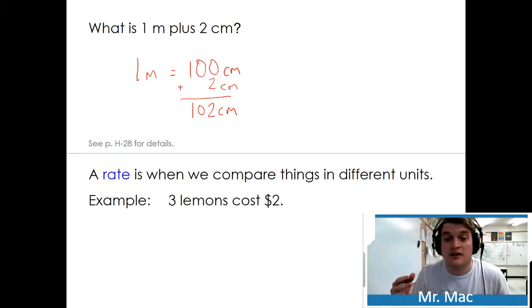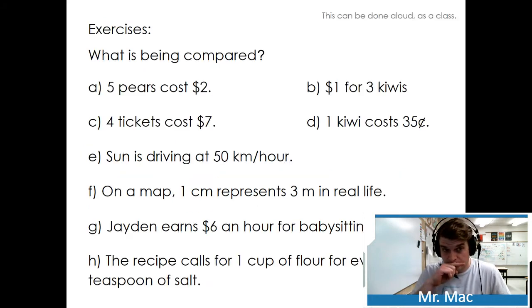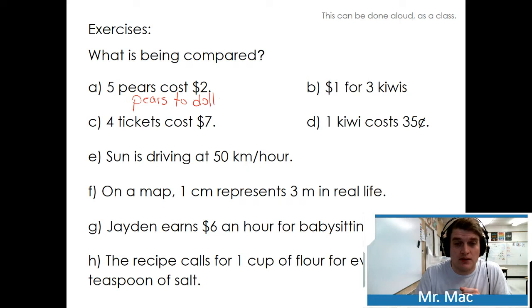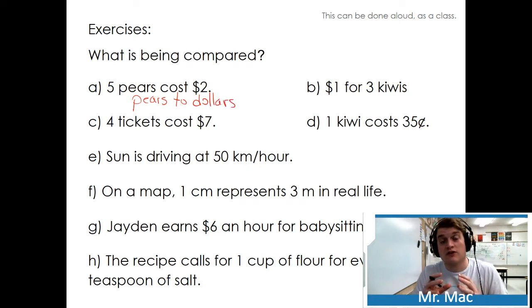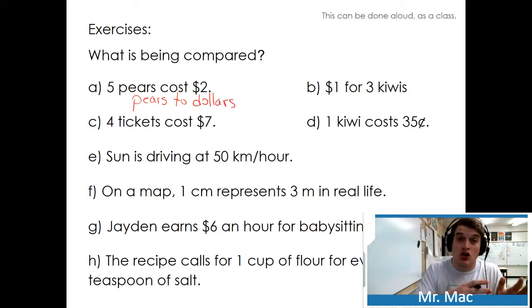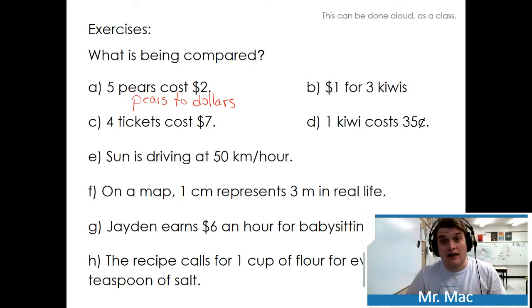A rate is when we compare things in different units. For example, 3 lemons cost $2. So what is being compared? A, 5 pears cost $2. We are comparing pears to dollars. B, $1 for 3 kiwis. We are comparing dollars to kiwis. Go ahead and complete this page.